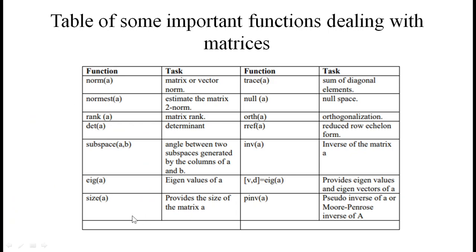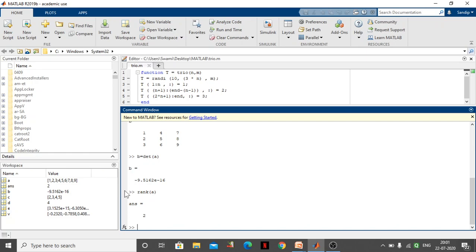Similarly, if we want to find eigenvalues of A, then we'll have the command EIG of A, and it also gives us the different options available to find the eigenvalues. So these are the eigenvalues, right, for matrix A.